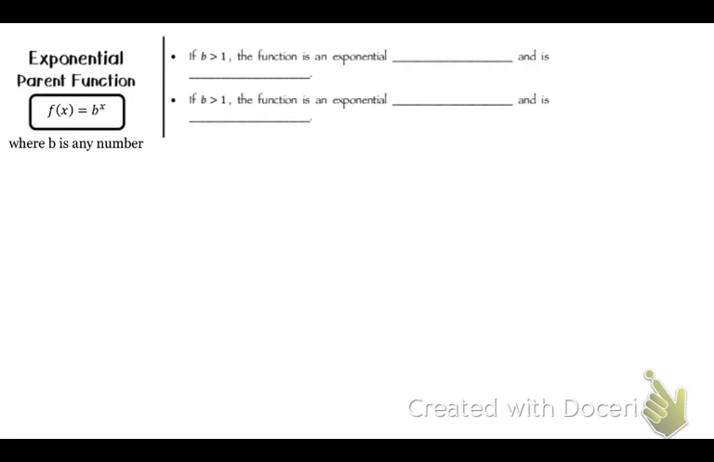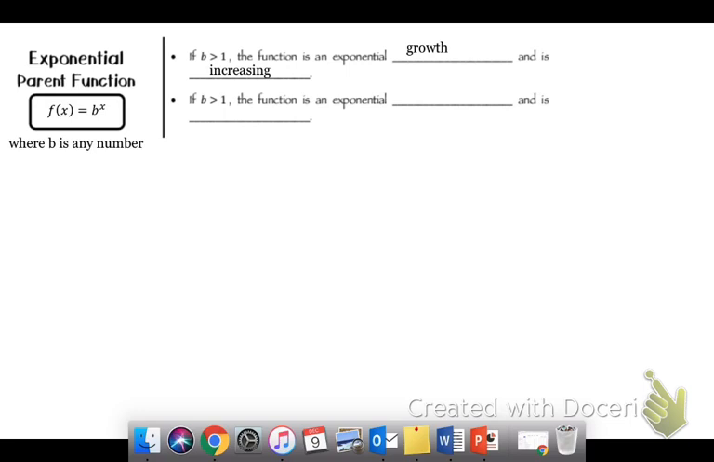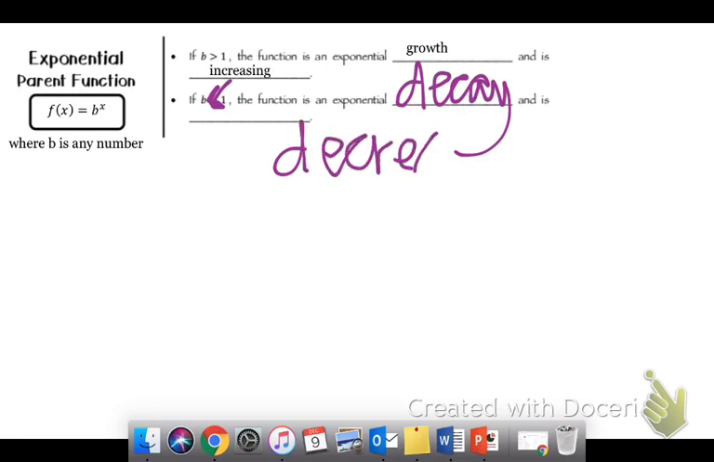So if b is greater than 1, then the function is an exponential growth, and it is increasing the whole time. So that means it's going to look something like this. Now, if b is less than 1, that should say less than 1, it's an exponential decay, and it's decreasing. So increasing looks something like that. Decreasing just looks like that. Okay.